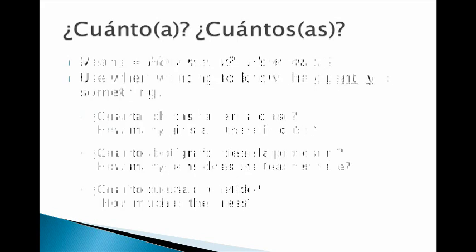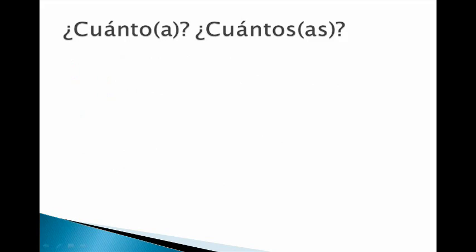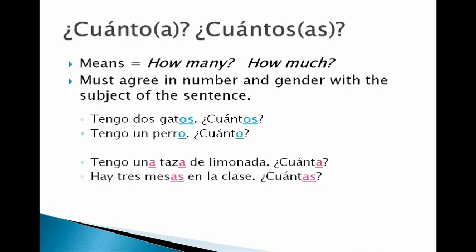Now, there's a few other things that you need to know about these four interrogatives. First of all, you need to know that these interrogatives not only have to agree in number, but they also have to agree with the gender of the subject of the interrogative. For example, if the subject are gatos, tengo dos gatos, you would ask ¿cuántos gatos tienes? How many cats do you have? So it's agreeing plurally and also in a masculine form.